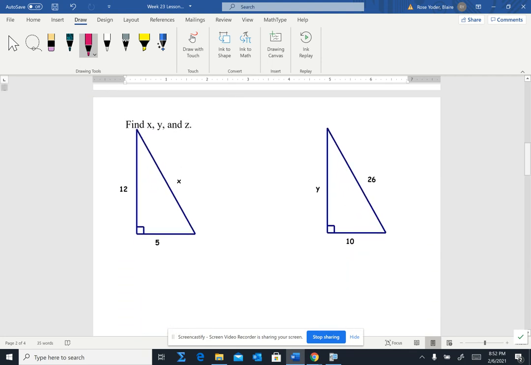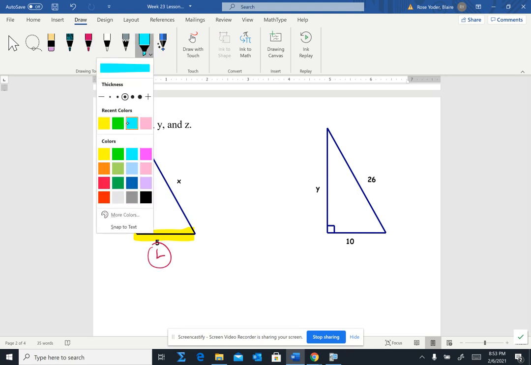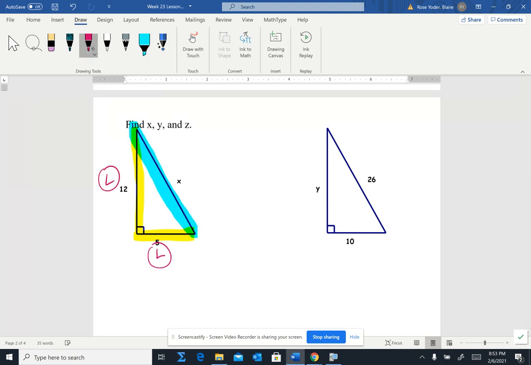So let's identify first in these couple of examples which sides are the legs and which side is the hypotenuse. So remember what I said, the two legs are the sides that make up the right angle. So we've got 12 as a leg and 5 as a leg. And then the hypotenuse is the longest side of the triangle. It's always opposite the right angle. So that's the hypotenuse.